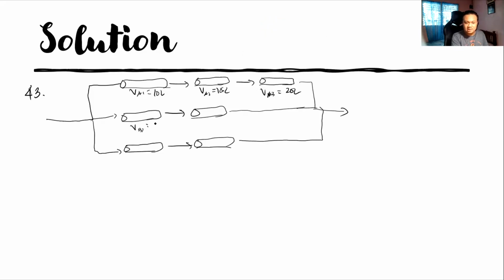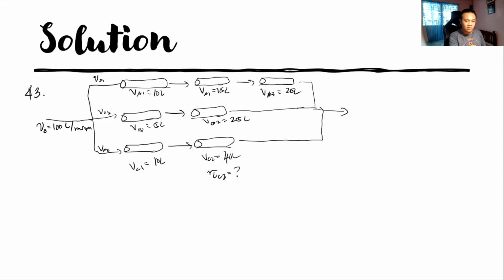VB1, so branch B, this is 5 liters. VB2, this is 25 liters. VC1, 10 liters. And VC2, 40 liters. Okay, so what is asked is the residence time of C2. So TC2. Okay, how do we find that? We are also given the total volumetric flow rate of 100 liters per minute. And then we have here VO1, VO2, and VO3.